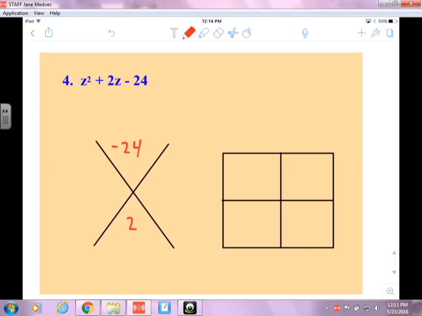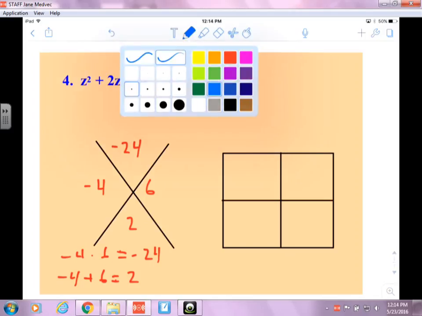Okay, let's look at this. What two numbers, when I multiply them together, give me negative 24 and add together give me 2? What do you think? Negative 4 and 6. Okay? Negative 4 times 6 gives me negative 24. Negative 4 plus 6 gives me 2. So those times where you're like, oh, I'll never have to use my facts ever again, you do. Alright, so I know that works.